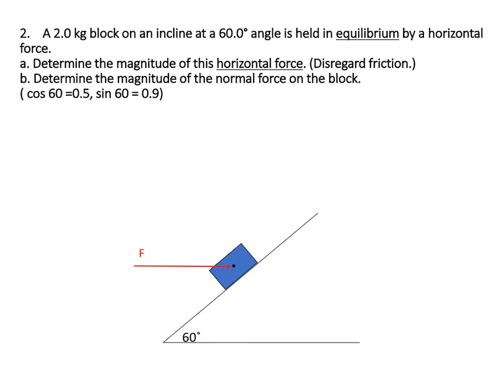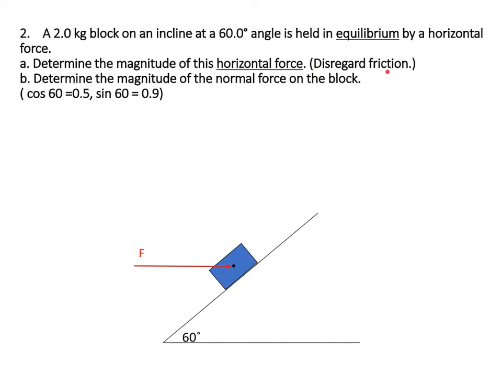So there is a 2 kg block on an incline at a 60-degree angle which is held in equilibrium. This word equilibrium is important. What does that mean? It is not moving up or down. It is just at rest on the inclined plane. And it is kept in equilibrium with the help of a horizontal force. We can see that there is a force F which is acting horizontally and which is keeping the object in equilibrium. The problem is asking to calculate the magnitude of the horizontal force.